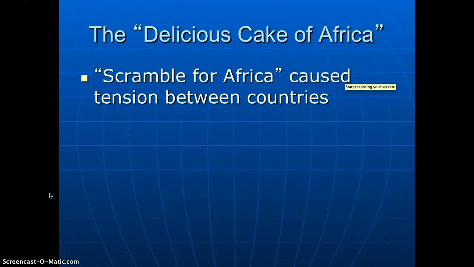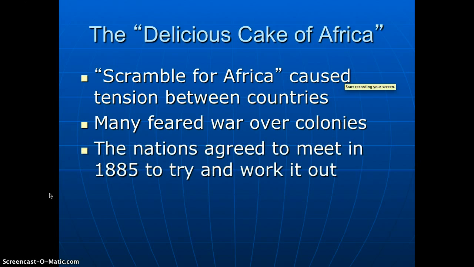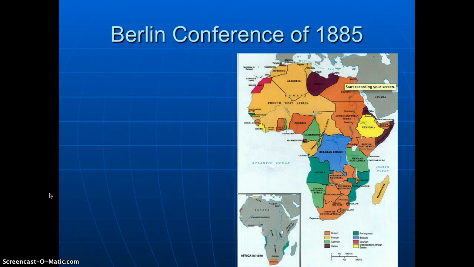So the scramble for Africa causes a lot of tension between countries. It's like they're rushing for a limited resource, and you don't want to be the country that gets stuck with no colony in Africa. Now, as you can imagine, everybody making a mad dash for colonies creates tension, and a lot of people thought that this might actually be the beginning of what would become World War I. But at the last moment, they're able to sit down in Berlin in Germany in 1885 and try to work out a solution where everybody comes away with something on the continent. And that meeting is called the Berlin Conference of 1885.